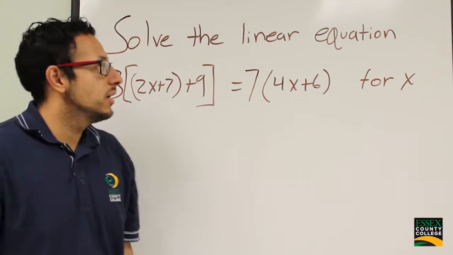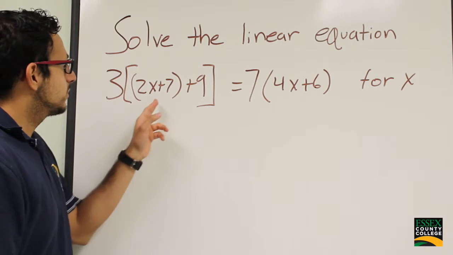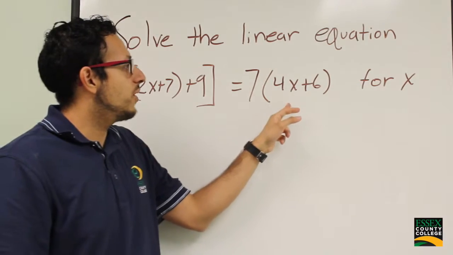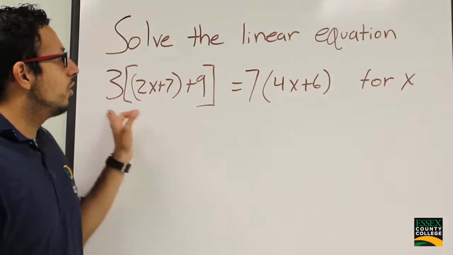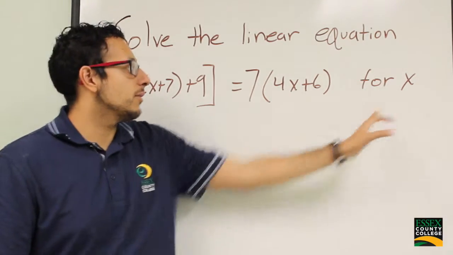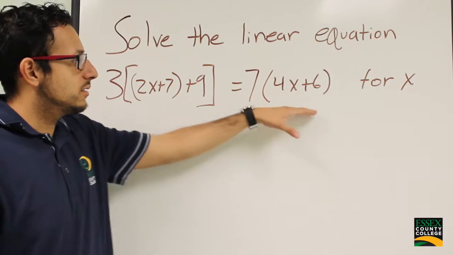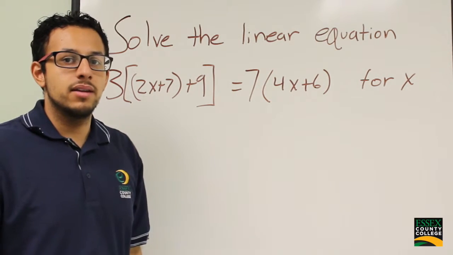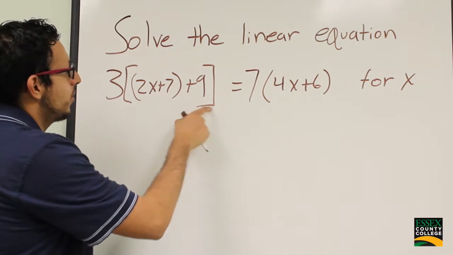The problem states, solve the linear equation 3 times (2x + 7) + 9 is equal to 7 times (4x + 6). So we have to solve this equation for the variable x. First thing we're going to do is to simplify both sides and then solve for x by bringing x to one side by itself. So what we see here is a bracket, right?